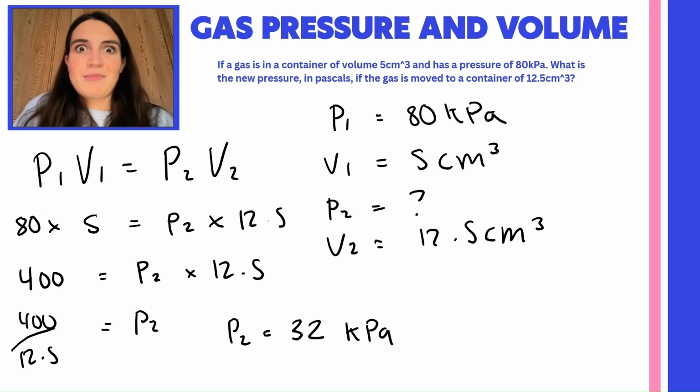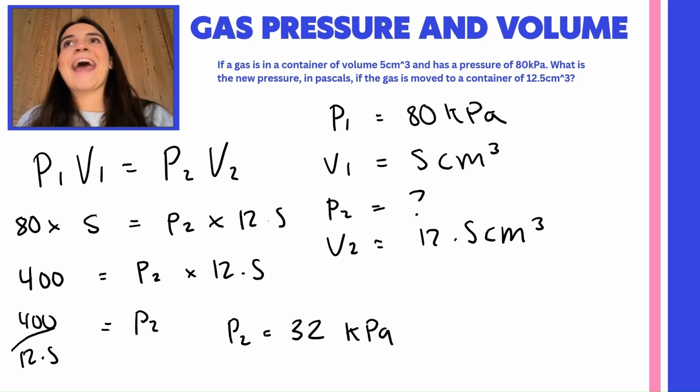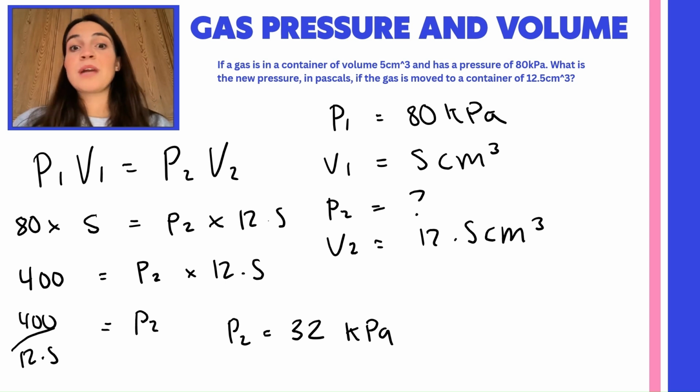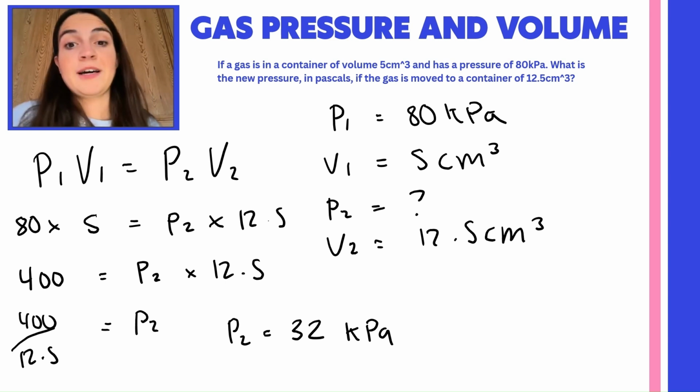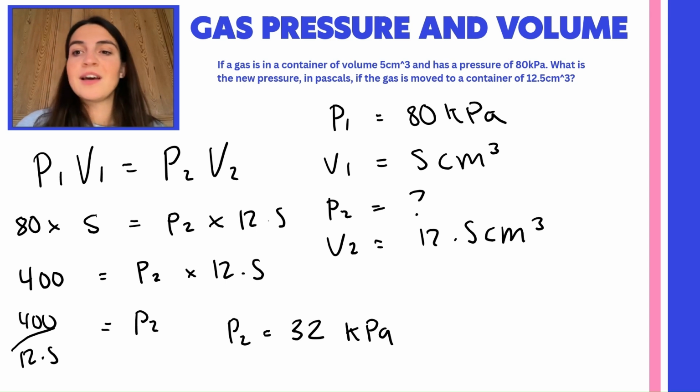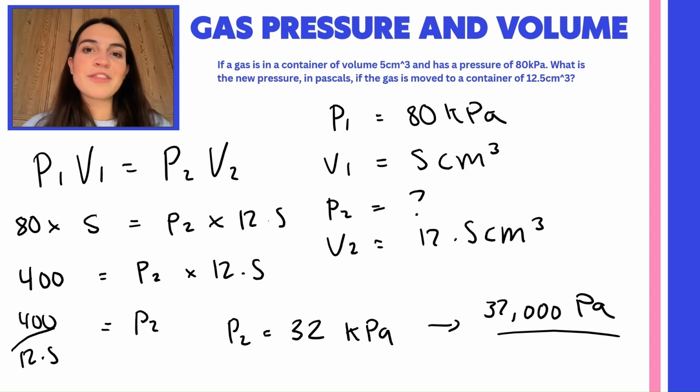So what I do need to remember to do, since I haven't converted any of my units yet, is whatever my pressure was given to me in the question, which was kilopascals, that's going to be the unit of the pressure that pops out on the other end. 32 is kilopascals, not pascals, because I wasn't converting any of my units. So now I do need to take an extra step because my question has asked me what is the new pressure in pascals. Since it's 32 kilopascals and there are 1,000 pascals in each kilopascal, that's 32,000 pascals.